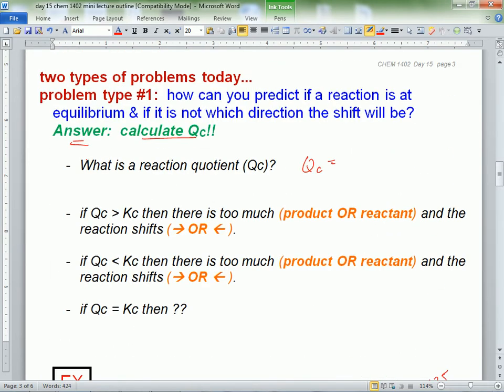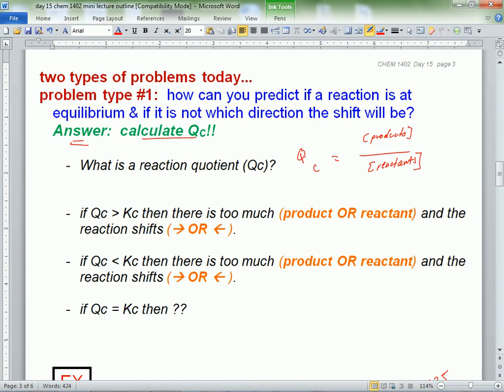Pretty much all you do is write the Kc expression, products over reactants, but we're not supposed to call it Kc because we don't know if we're at equilibrium. So you erase the K and write a Q. That's all it is. It's just a trial equilibrium constant. So you calculate the concentration of products over reactants.